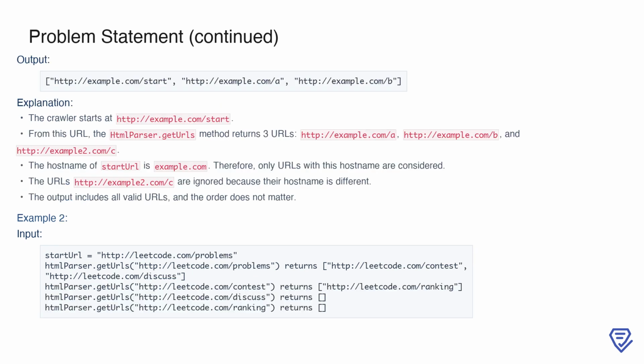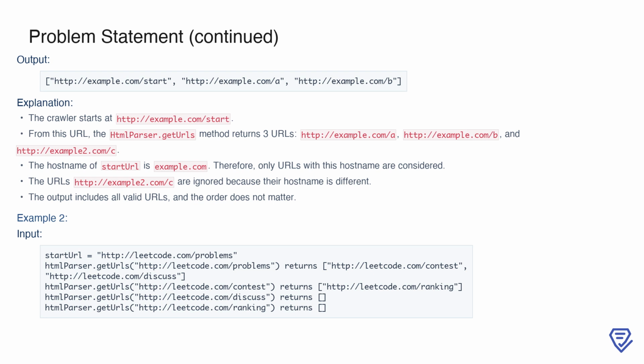In the first example, the start URL is http://example.com/start. When the HTMLParser's getUrls method is called on this URL, it returns three URLs, http://example.com/a, http://example.com/b, and http://example2.com/c. The hostname of the start URL is example.com, so the crawler should only include URLs that share this hostname.